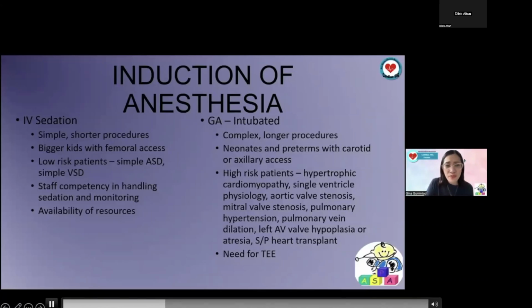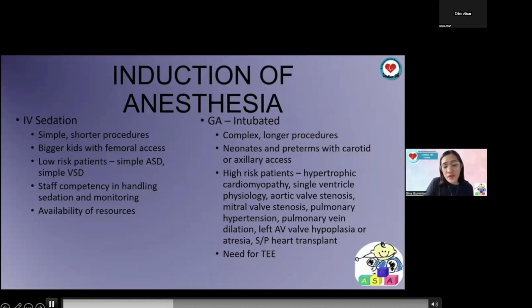So some of our simple cases, the simpler, shorter procedures in bigger kids, can be done with femoral access in low-risk patients like simple ASDs and simple VSDs. If the staff is also competent in handling, sometimes, when a cardiac anesthesiologist is not available, it's the nurses who assist the cardiologist or the interventional cardiologist in sedating the patients. And also, of course, availability of resources.